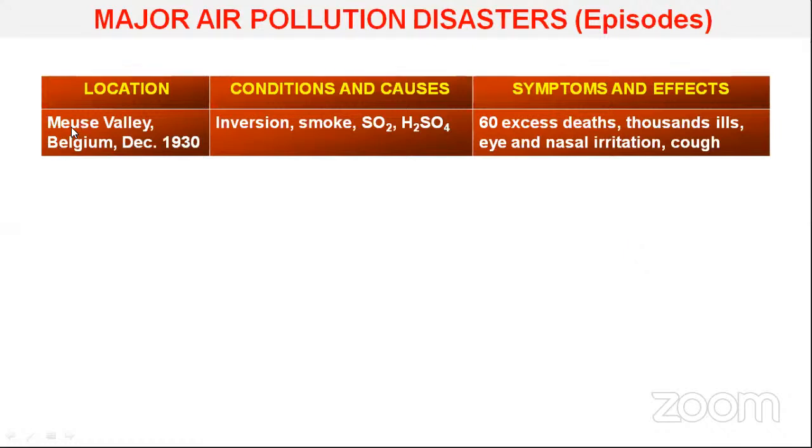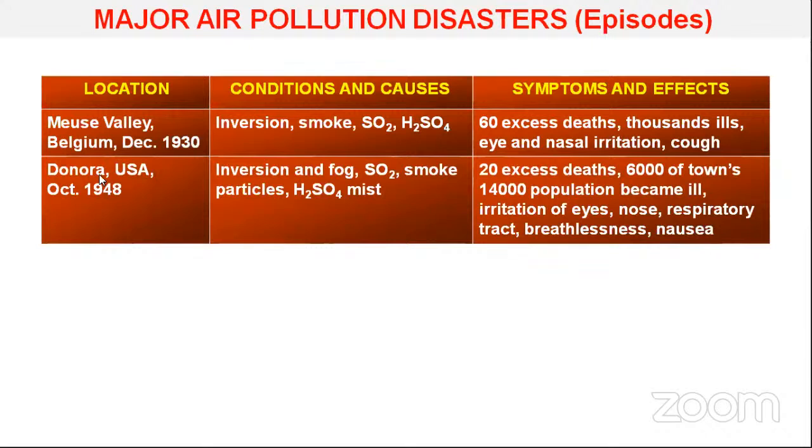So there is Meuse Valley, a mountainous valley in Belgium, in 1930. Because of the conditions of inversion, smoke, sulfur dioxide, and sulfuric acid caused 60 excess deaths within a matter of 2-3 days, with thousands getting ill, with eye and nasal irritation and cough. Those were the symptoms. This is the gist of a scientific study that I am projecting for you, to understand how episodes of air pollution become dangerous for many people within a short time.